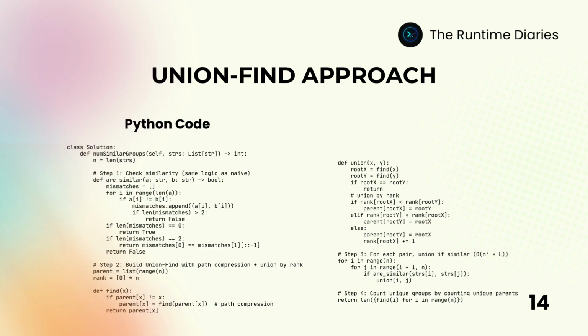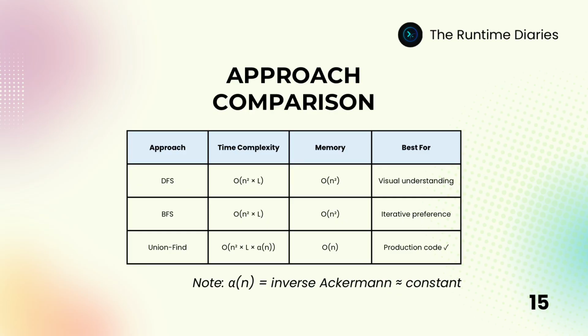So union find gives you O of n squared times L times alpha of n complexity, which is effectively O of n squared times L since alpha of n is essentially constant. And it only requires O of n space for the parent and rank arrays compared to O of n squared space for a full adjacency list. Let me put all three approaches side by side so you can see the trade-offs.